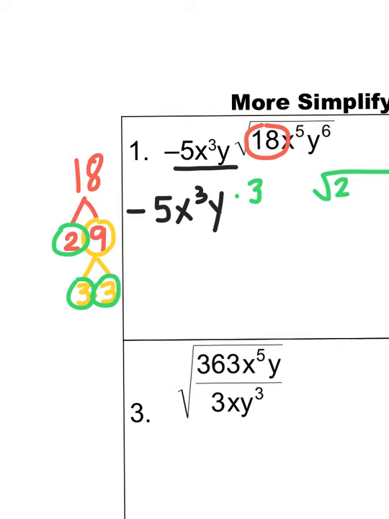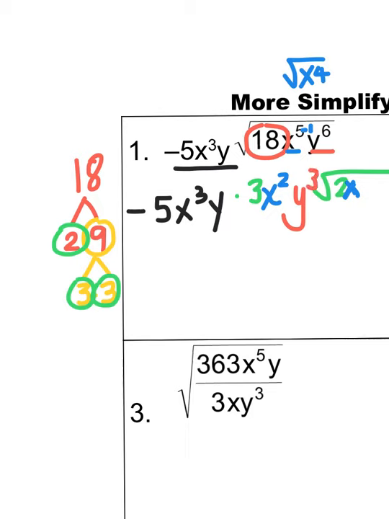Now let's look at x to the 5th power. That's not a perfect square. So we'll take 1 away from the x and leave it under the radical. Now we're basically finding the square root of x to the 4th. We divide by 2 to simplify that. And finally, we'll look at y to the 6th power. That is a perfect square.